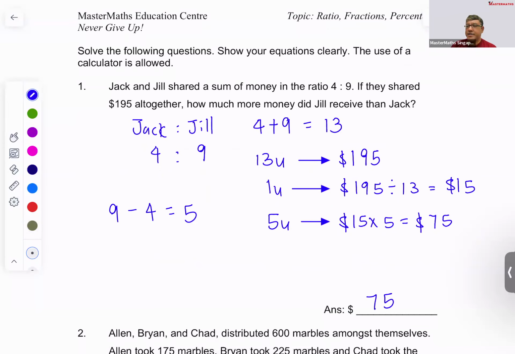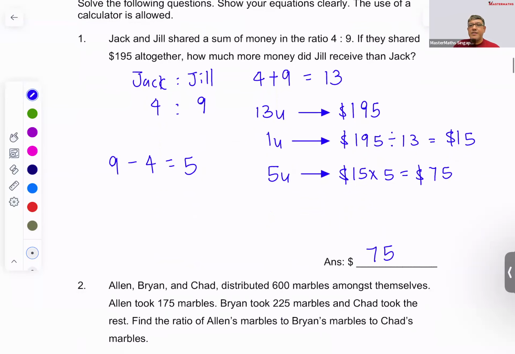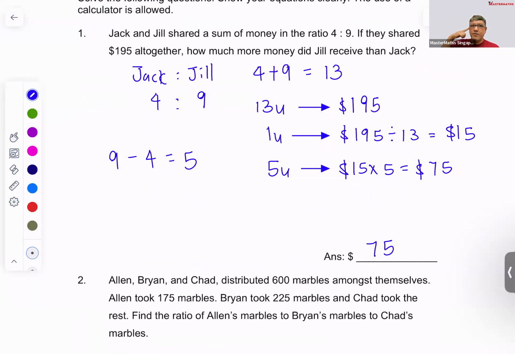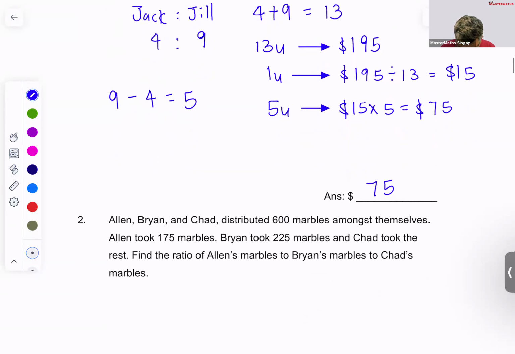So you don't need to find Jill's amount. You don't need to find Jack's amount. You find the difference in units, which is 5 units. So 1 unit is 15, so 5 units must be 75. Is that clear? Naura, any question? Okay.